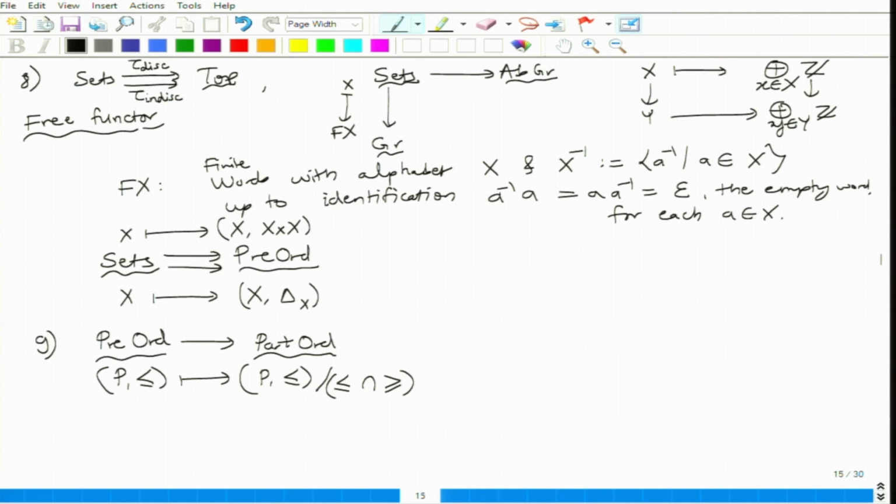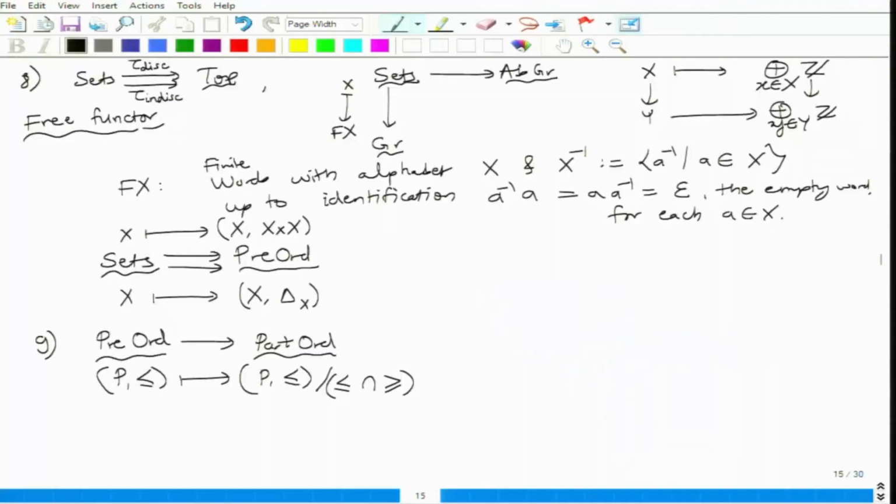Less equal intersection greater equal means the things which are equivalent. This is less than this, and this is less than this, so they are equivalent. So if I reduce, I mean these are redundancies. If I remove all the redundancies, then whatever I get, that will be a partial order.